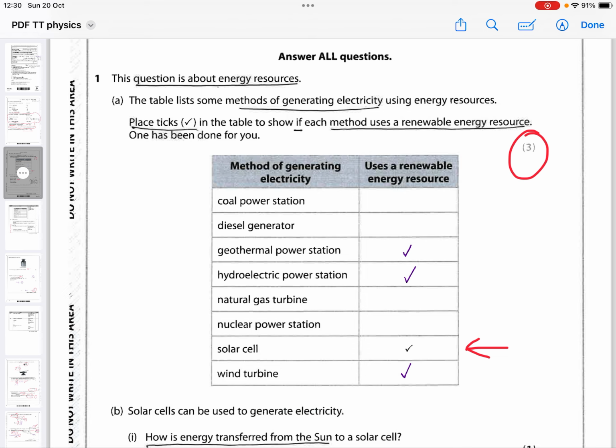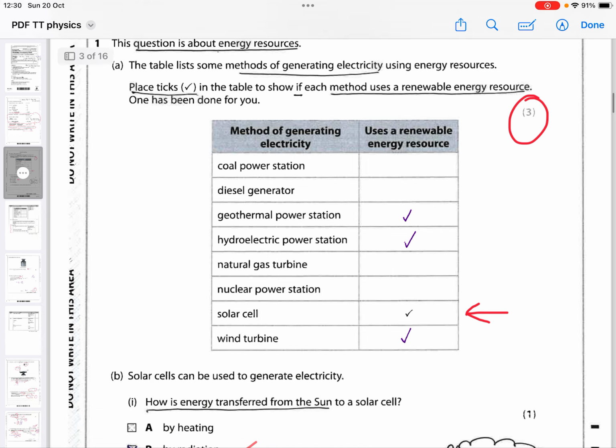So they want 3 methods of generating electricity which use renewable energy resources. So you've got to put 3 ticks in correctly. They've already given you the one with the arrow next to it, which is solar cell. So they want you to tick the other 3 for the 3 marks. If you tick too many, they'll take marks off, and there's a mark scheme which is on the next page. You can have a look.